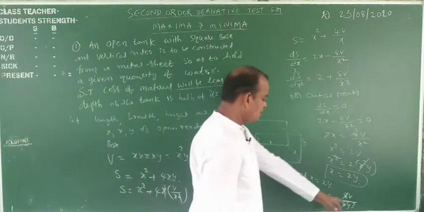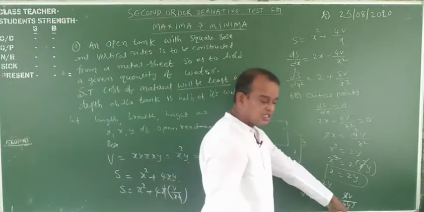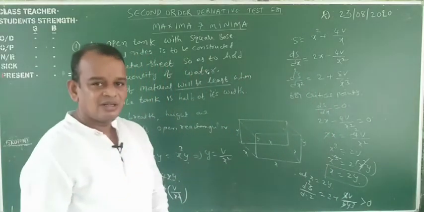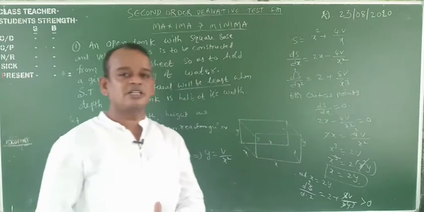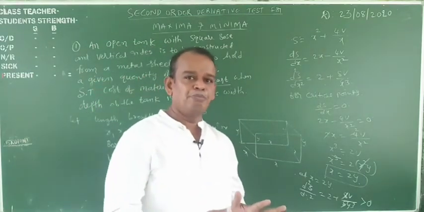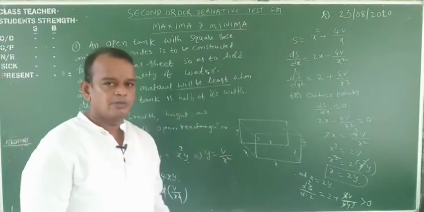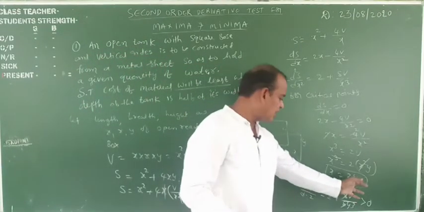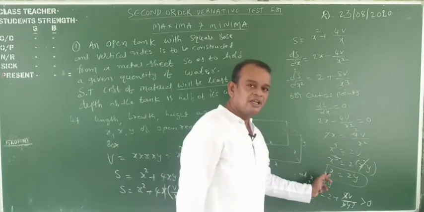V is the constant, y is always positive, length is positive. Means the total surface area is minimum when x is equal to y. Y is the depth, means height is equal to half of its length.